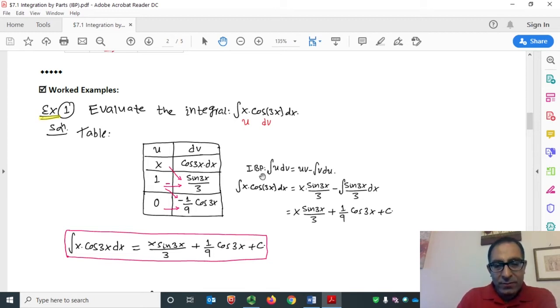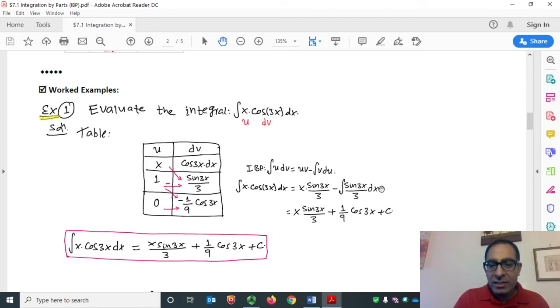Then the IBP formula says multiply diagonally, multiply the second row by minus, and multiply straight across, which will be our integral term. So we get x times sine 3x over 3, minus, this minus sign, then the integral of 1 times sine 3x over 3 dx.